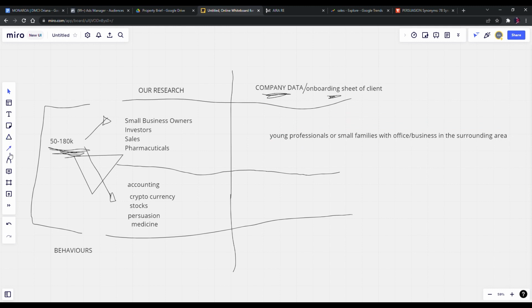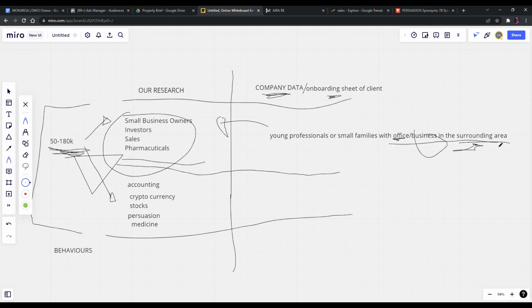Since we don't have much info on the job titles, we're just going to focus on the business part right here. In the surrounding area, we searched all over using Google Maps, and we were able to find all of these: the business owners, investors, sales, pharmaceuticals. Just with that, we found proof that these people exist and that people in the surrounding area were the ones buying the product that we were trying to create.